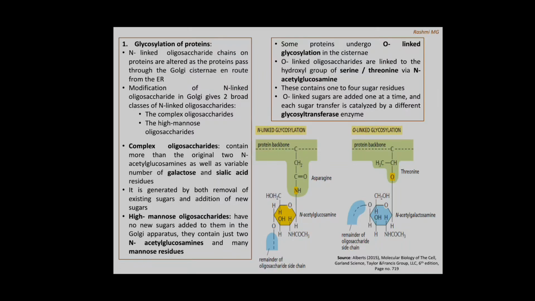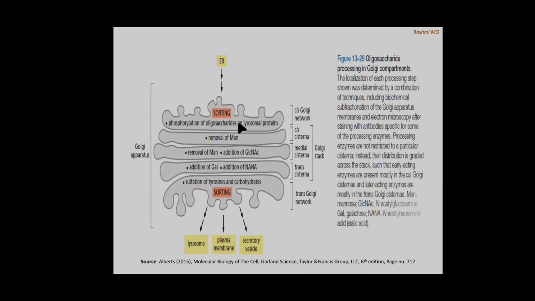In the previous class we learnt about glycosylation of proteins in Golgi and the difference between glycosylation of proteins in Golgi and ER. And also we had learnt about N-linked glycosylation and O-linked glycosylation. We had also learnt about how the structure is formed in complex oligosaccharide and high mannose oligosaccharide, the difference between both of these, and how the oligosaccharide processing happens in the Golgi compartment.